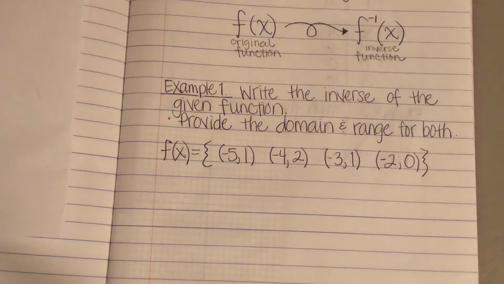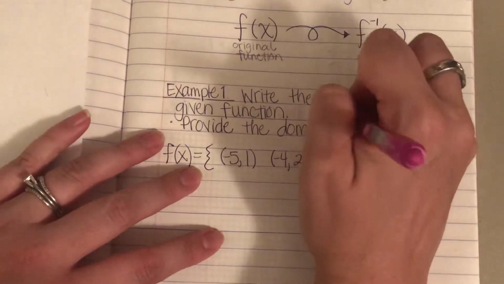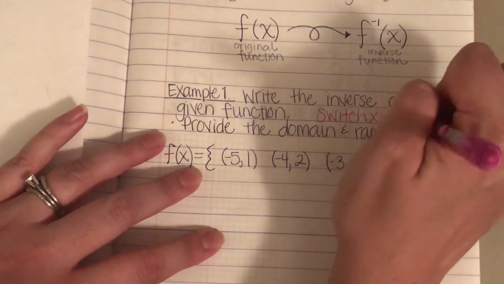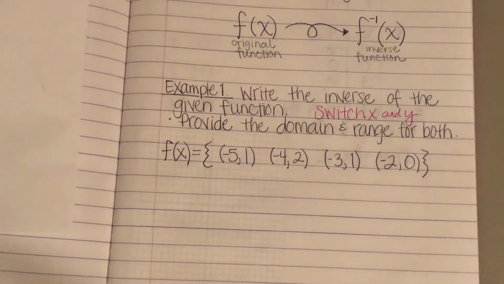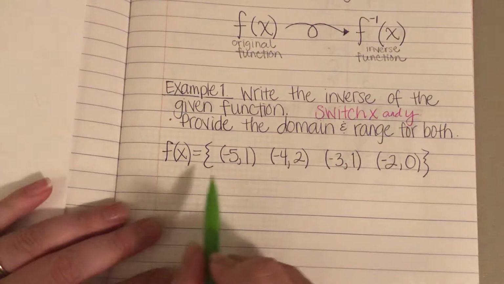When you are asked to write the inverse, you are going to simply do the opposite. And because our function is a set of ordered pairs, all this means is you are going to switch x and y. That's how you're going to make it the opposite. You're going to take what is x and make it become y, and what was y and make it become x for the inverse.